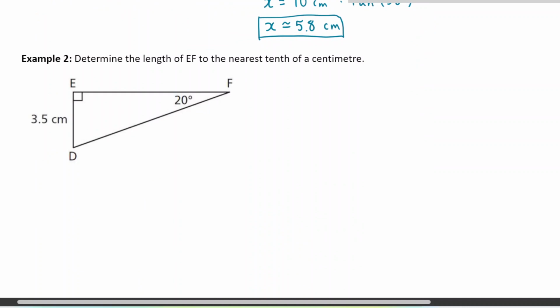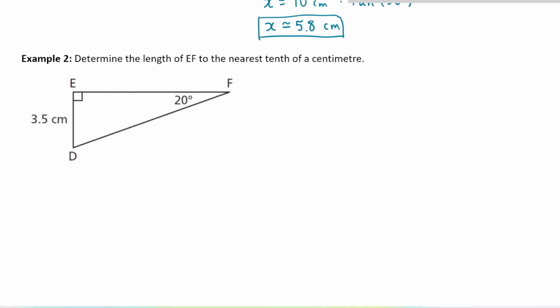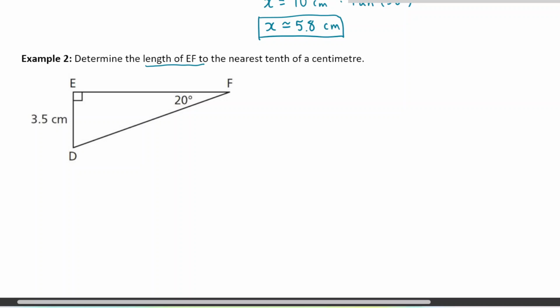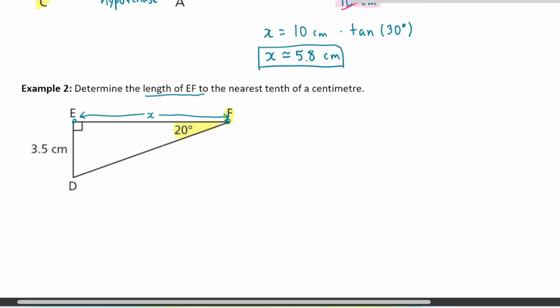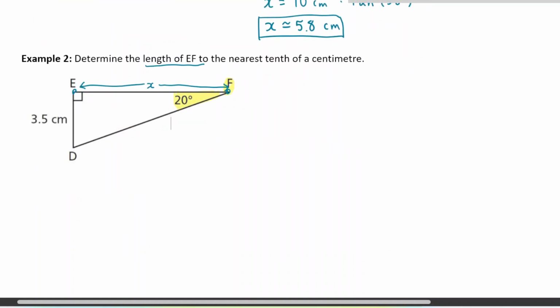Okay, so let's look at this question here. It says determine the length of EF. So from E to F, I'm just going to label that with an X. Okay, so we want to find that length. We have this angle here, angle F is given to us, it's 20 degrees. And the opposite I colored in blue. So we don't know the adjacent this time, but we do know the opposite is 3.5 centimeters.